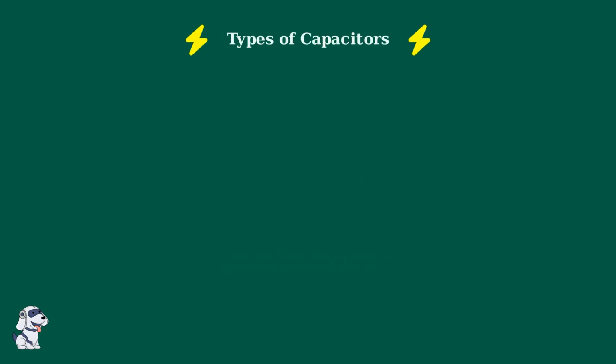Capacitors come in various types, each designed for specific applications, voltage ranges, and performance requirements. Understanding these different types helps engineers choose the right capacitor for their circuits.